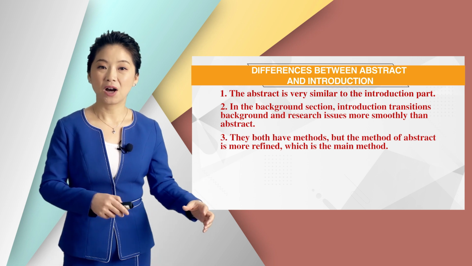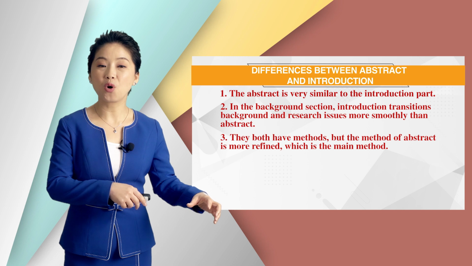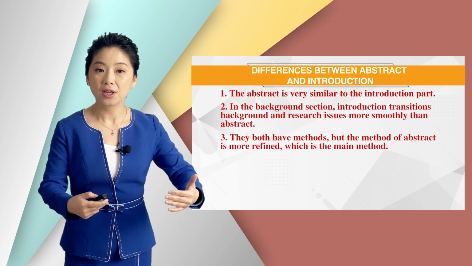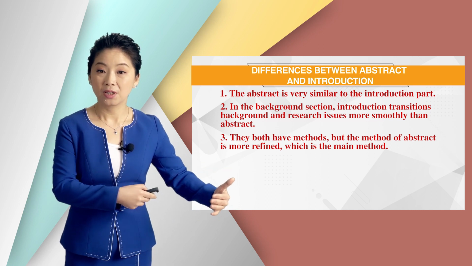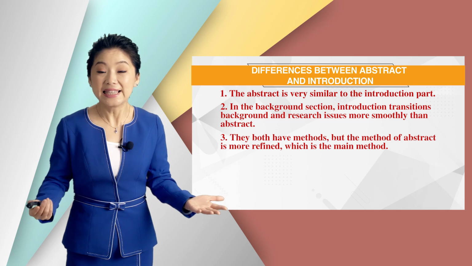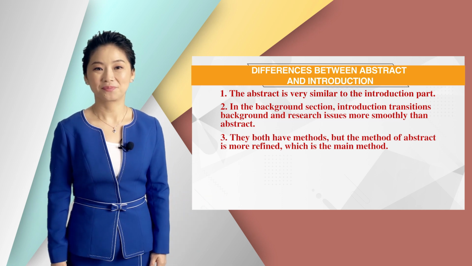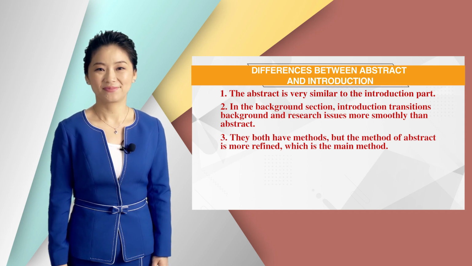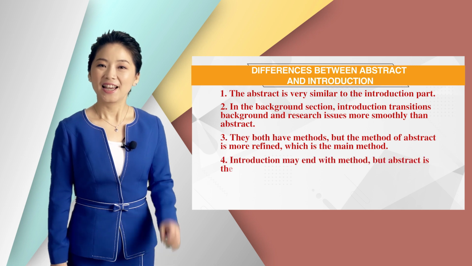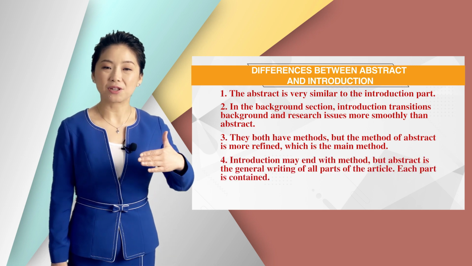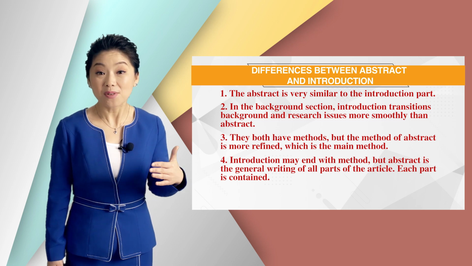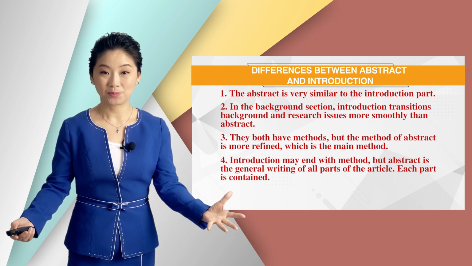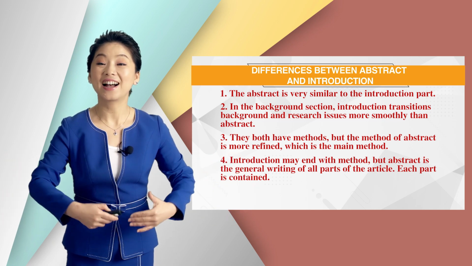The method of the introduction is more inclined to summarize every part of the method clearly, including the part that is not the main method. But neither will go into detail. Fourth, the introduction may end with method, but the abstract is the general writing of all parts of the article. Each part is contained.